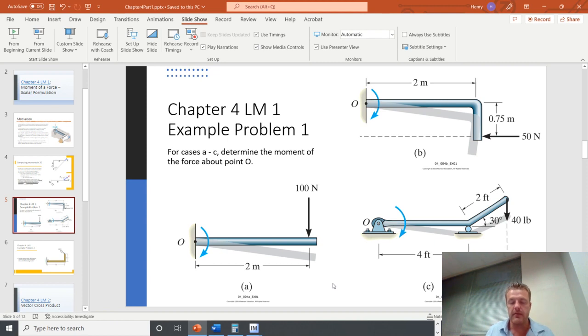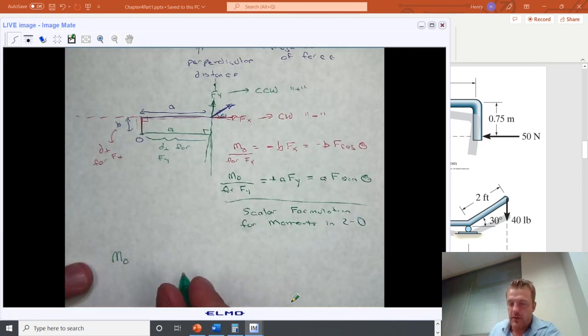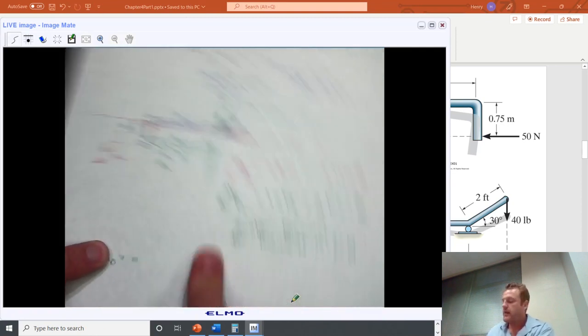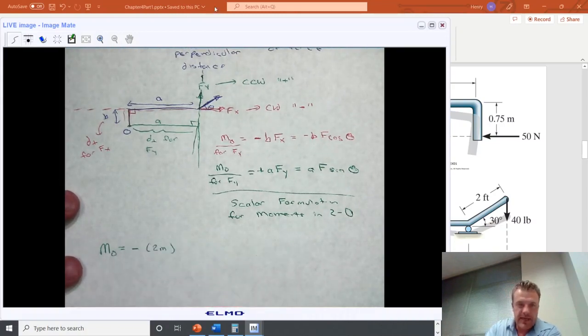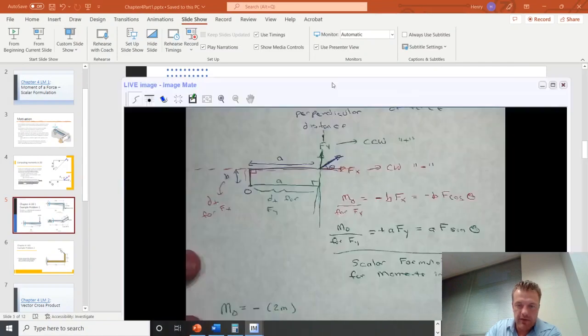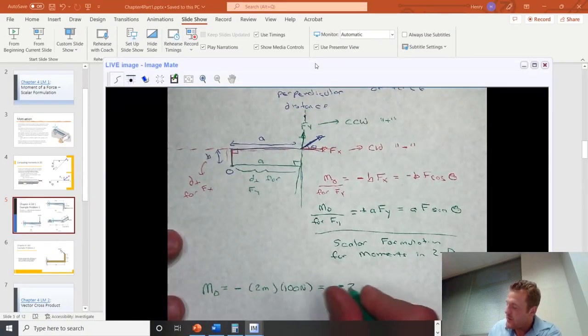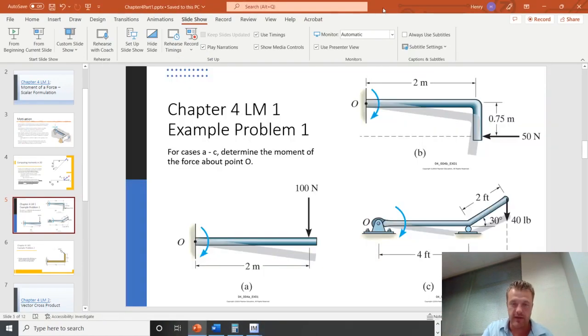So if you were to write the moment of that 100 Newton force about point O, you traditionally denote it as MO. I'm going to put a negative in there, since from the pinning we saw that it would induce a clockwise rotation. The perpendicular distance is 2 meters, and the magnitude of the force was 100 newtons. If you compute that quantity, you'll see this is minus 200 Newton meters. So that's how you do a scalar formulation for the moment of a force about a point.